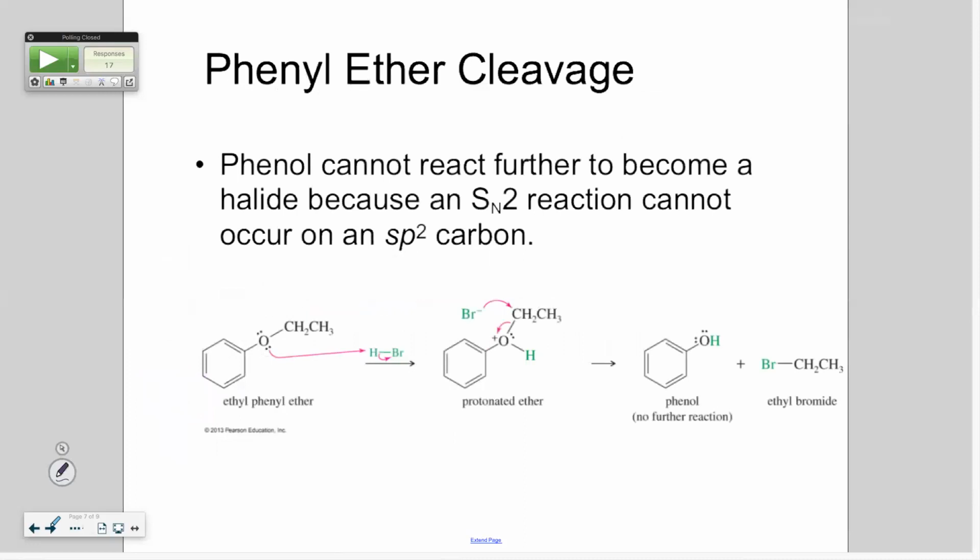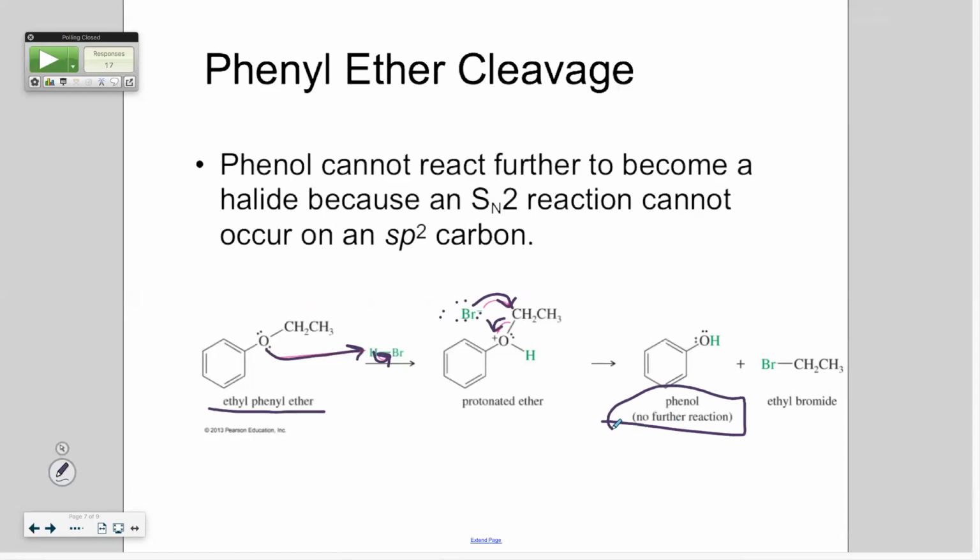Okay, remember when you do one with a phenyl, a benzene ring, what will happen here is you're going to do the same thing. You're going to protonate, but then when the bromide comes in, it's going to come into this carbon and displace that alcohol, and then you're done. Everybody see that? No further reaction. So you would get the alcohol and the alkyl halide from one like this. If you had phenyl-O-phenyl, it wouldn't react.